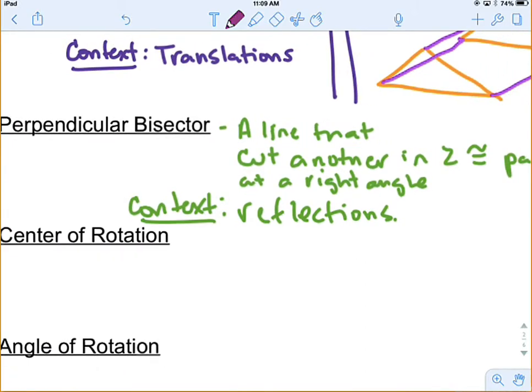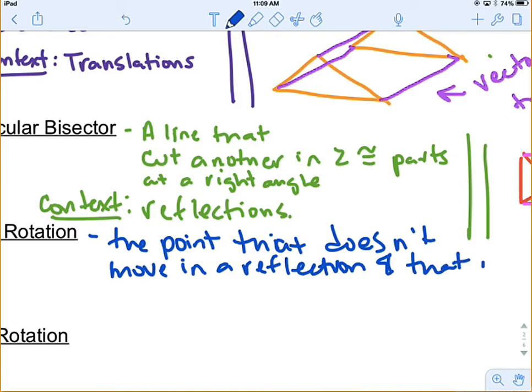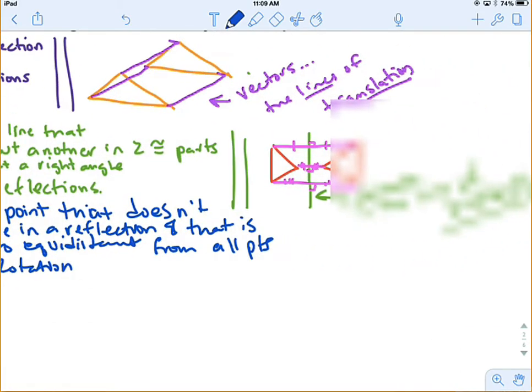All right, let's talk center of rotation. The center of rotation is the point that does not move in a rotation, and that is also equidistant from all points. So the context here is going to be rotation, of course. So how will you see that play out?